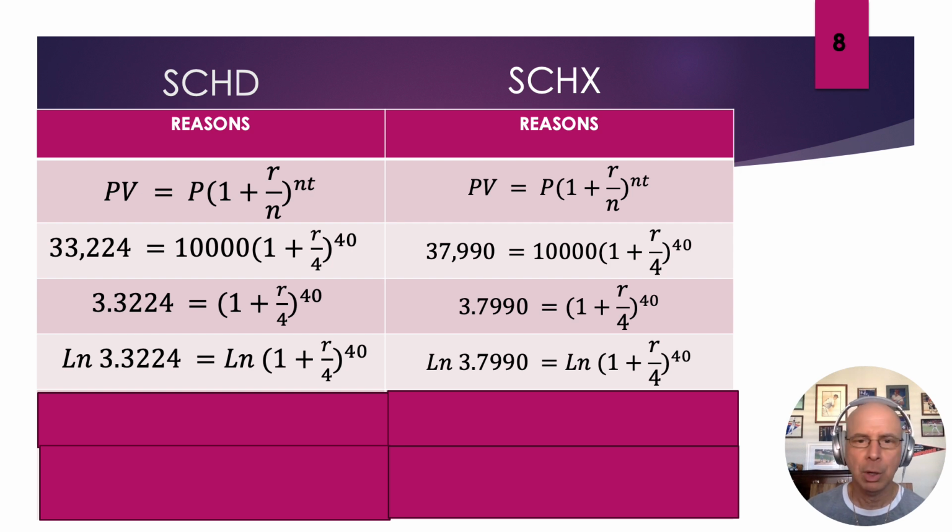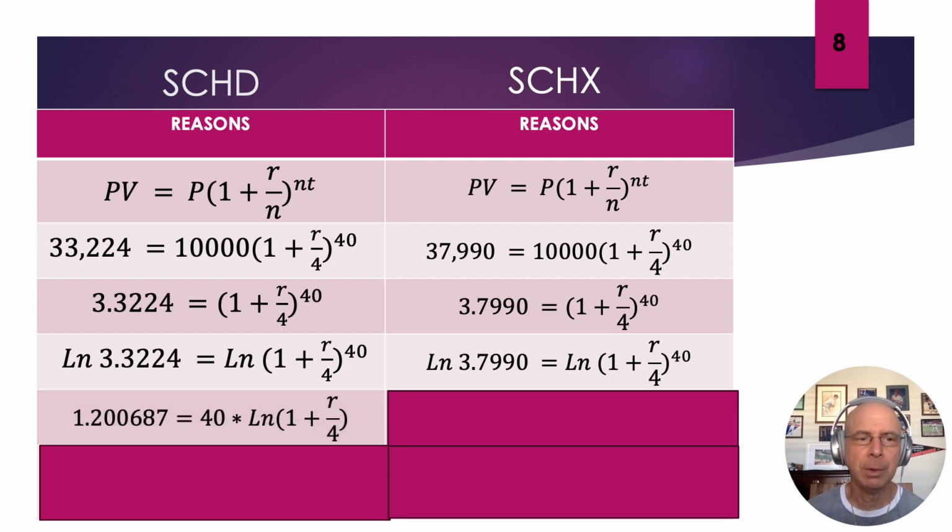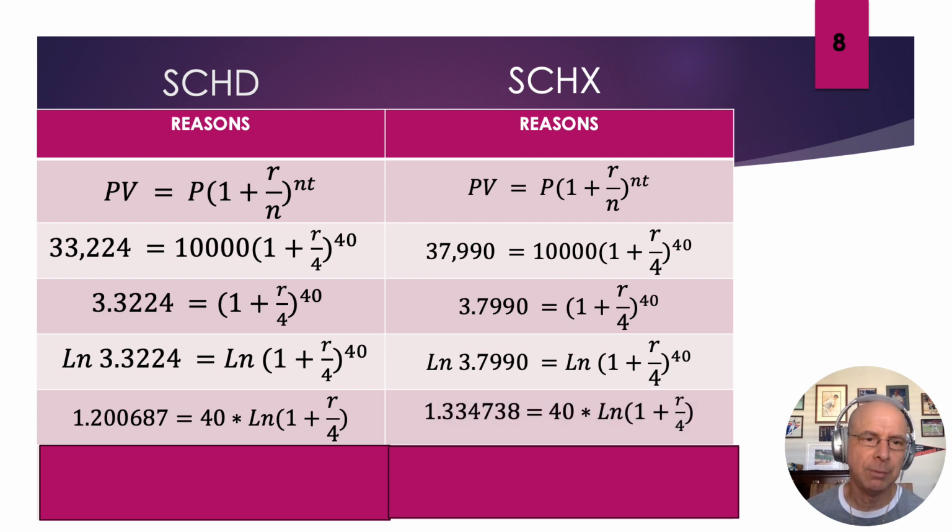And when you use your trusty calculator right here, or your iPhone or your Android, again, that's your responsibility to know how to do calculations on any kind of apparatus such as a calculator or an Android or an iPhone. It's your responsibility. But regardless, you get the following decimals of 1.200687 for the dividend ETF and 1.334738, looks like my Harvard GPA, from SCHX.